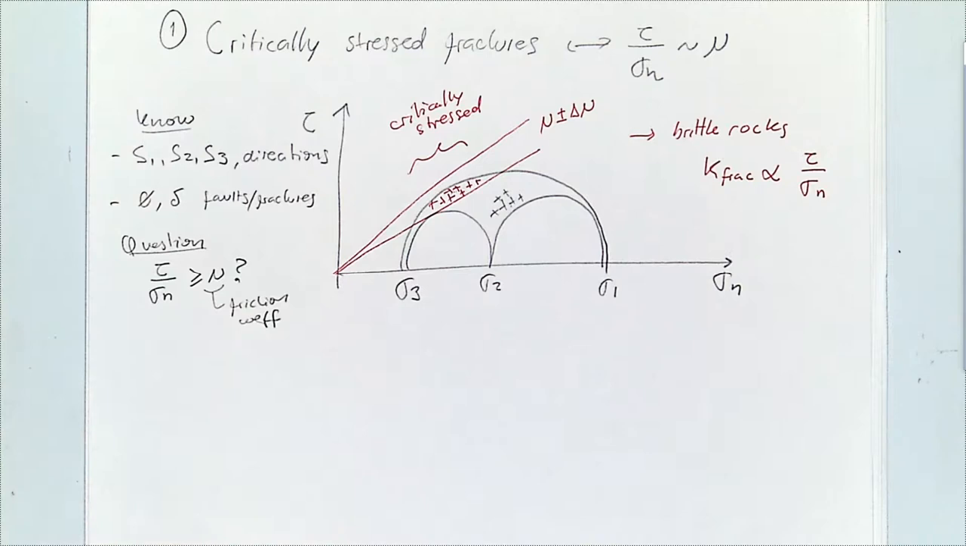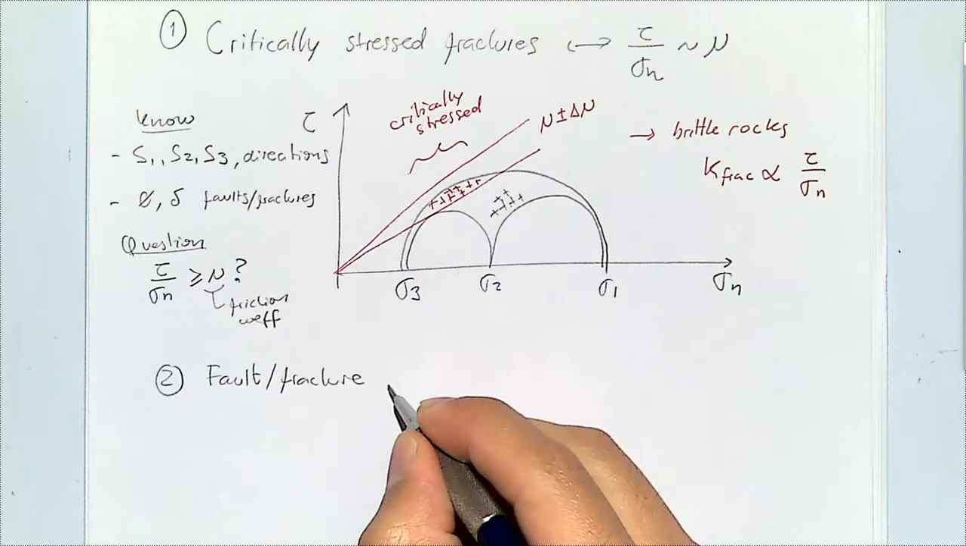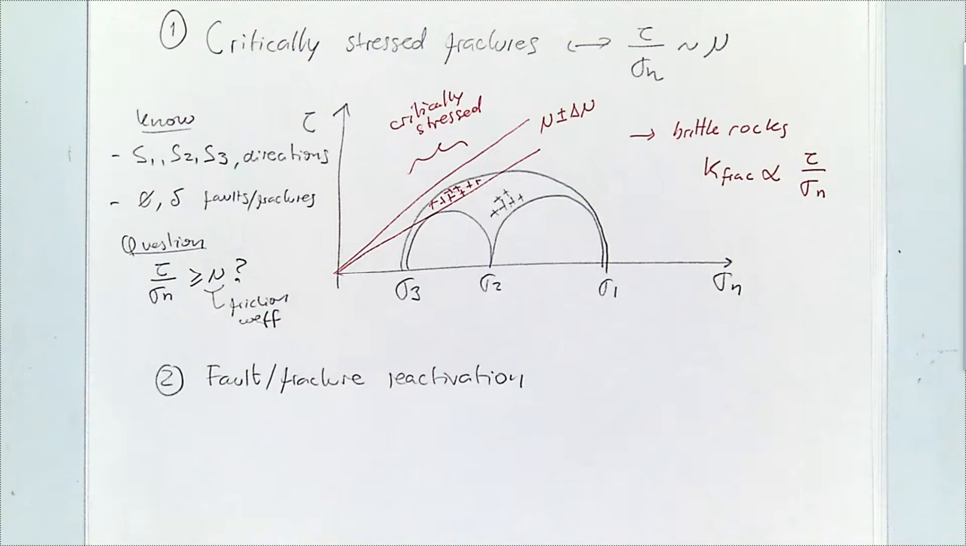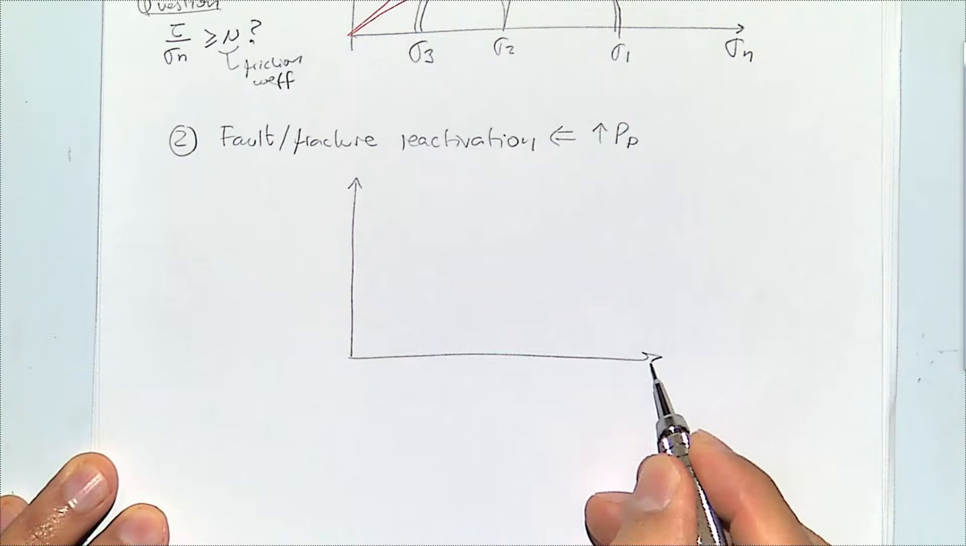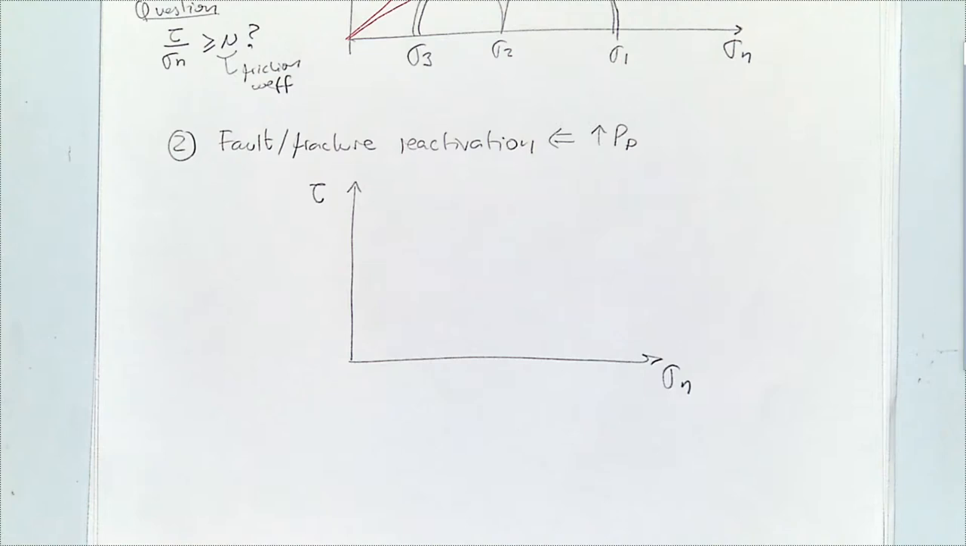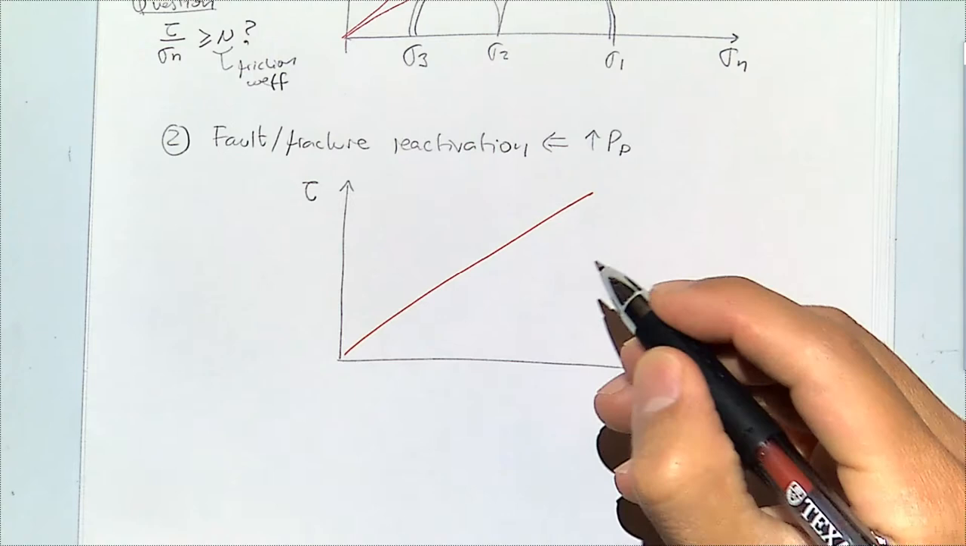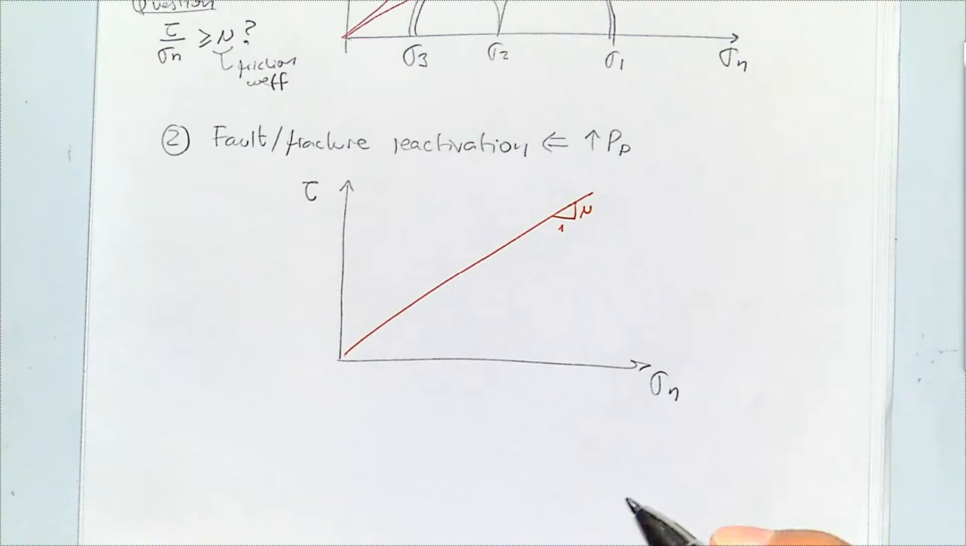A similar problem related to this is when we have fault or fracture reactivation due to an increase in pore pressure. Sometimes you may not be close to this shear line, but you may be quite close, or you may not be too far away. So we could have cases in which we have the friction coefficient line over here. If this is one, this will be the friction coefficient.